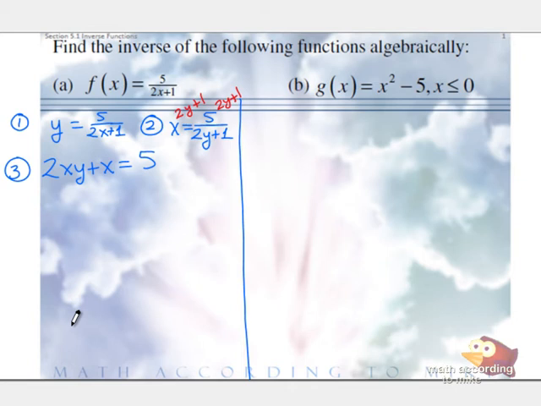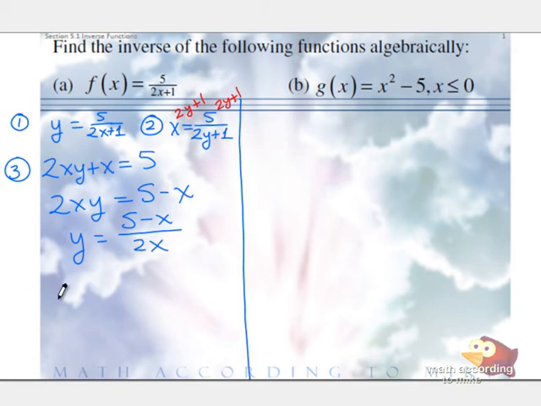This is now a lot nicer of an equation. How would we solve for y? Subtract x. And then divide by 2x. Remember, you're trying to keep the y solved for, so you divide everything else out.